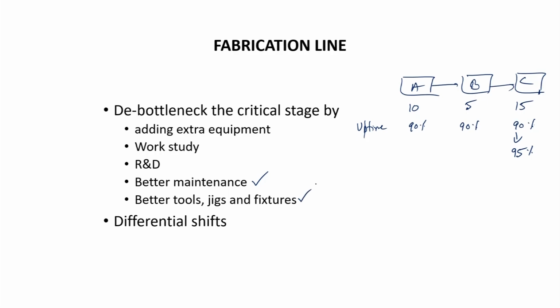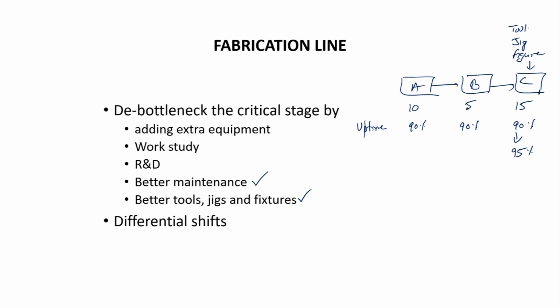Another thing, with the help of work study also, or independently also, we can plan for better tools, jigs and fixtures here. For C, we can think of better tooling, better jigs, better fixtures, so that I can run the machine at a higher speed and at a better material removal rate.